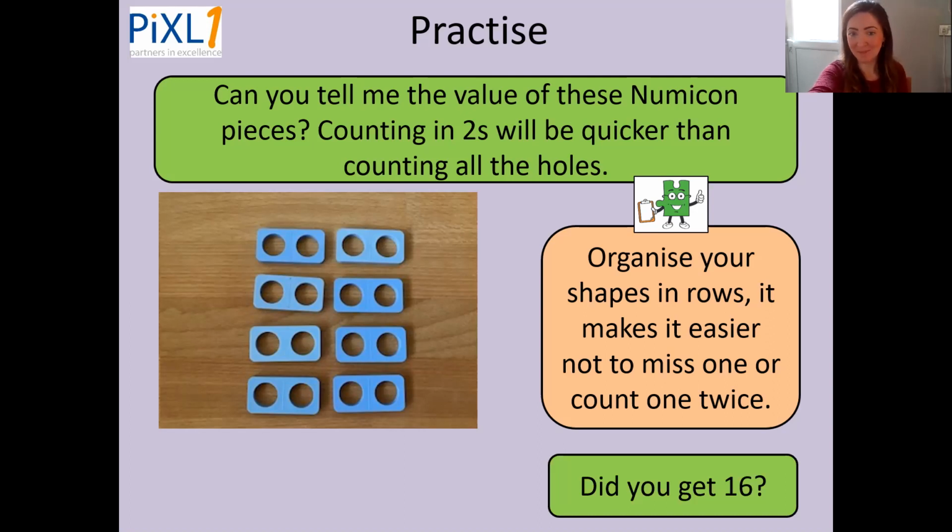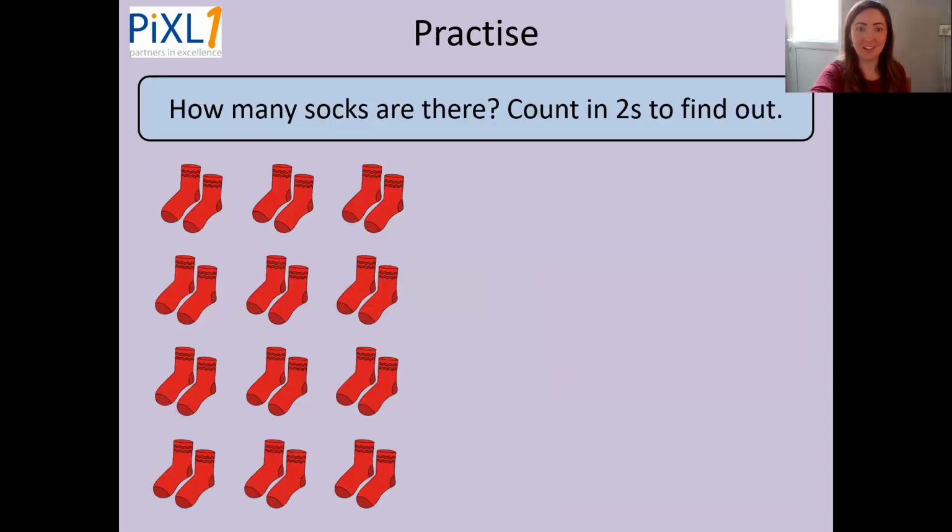Did you get 16 that time? I hope so. So we have lots more here. And look, this is one of the reasons that we can count in twos, because lots of things come in pairs. Like, for example, socks. Socks come in pairs, so it makes sense to count them in twos, and it's much, much quicker.